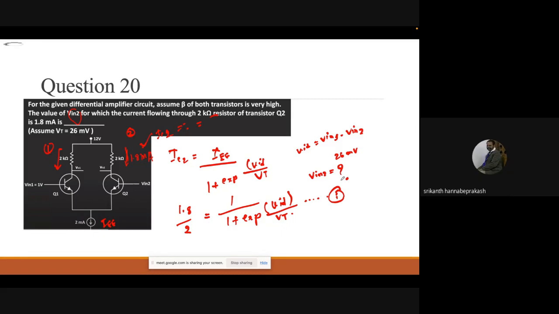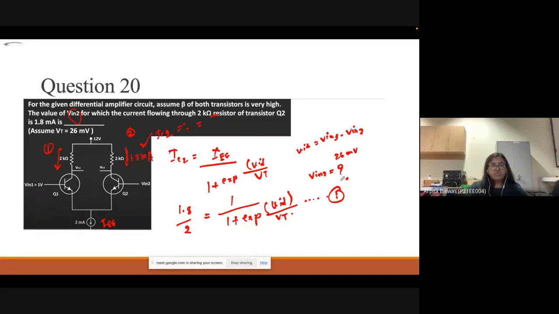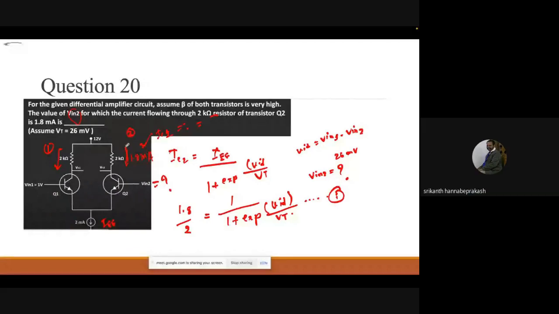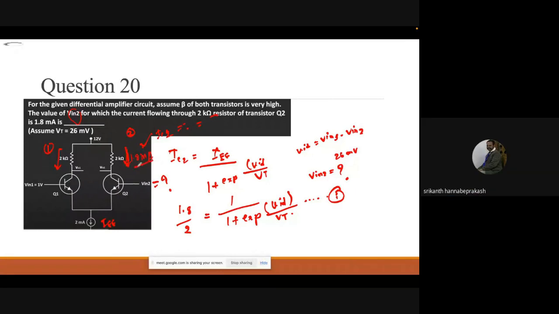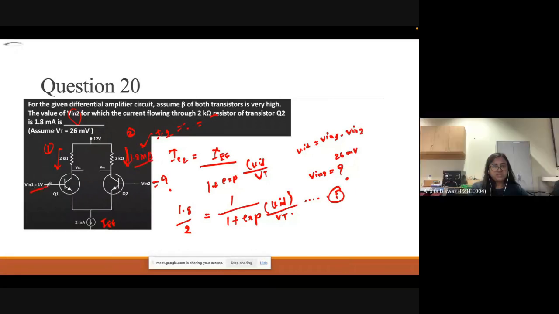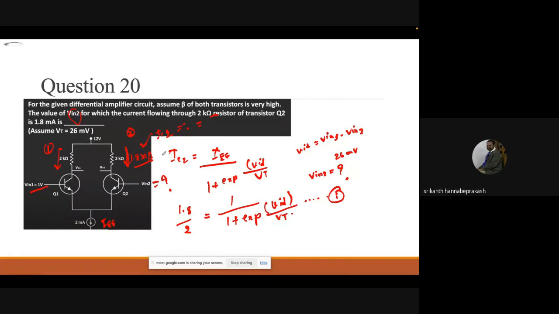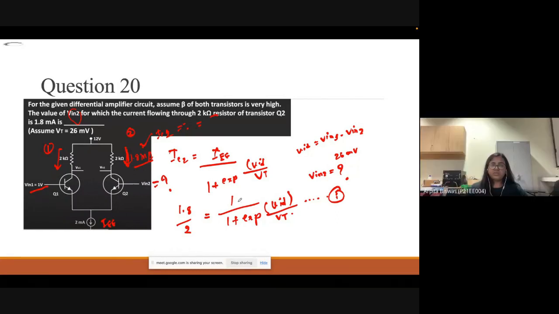But what is the value of V input 1 and V input 2? That is not given, madam. V input 2 you have to find out. For that, 1.8 milliamps current is flowing through this 2 kilo ohm, and V input 1 is given, which is 1 volt. So we just have to put the formula that IC2 is equal to IEE by 1 plus exponential VID by VT. Now we know all the values, we just have to find out V input 2.